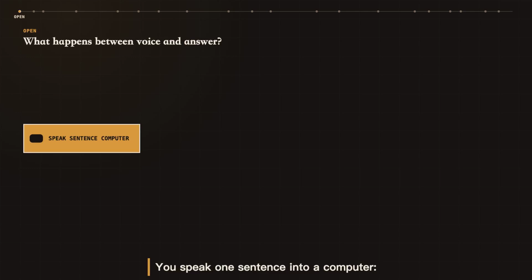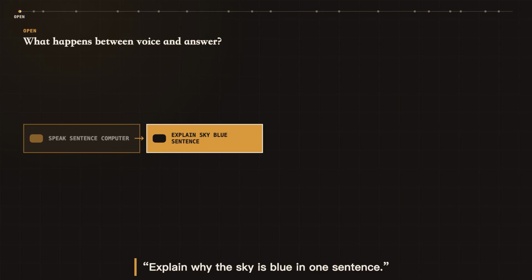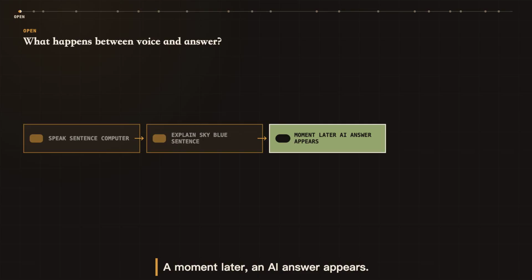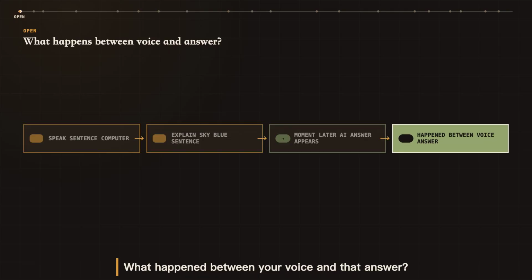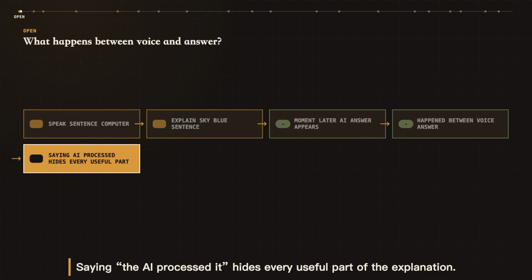You speak one sentence into a computer. Explain why the sky is blue in one sentence. A moment later, an AI answer appears. What happened between your voice and that answer? Saying the AI processed it hides every useful part of the explanation.